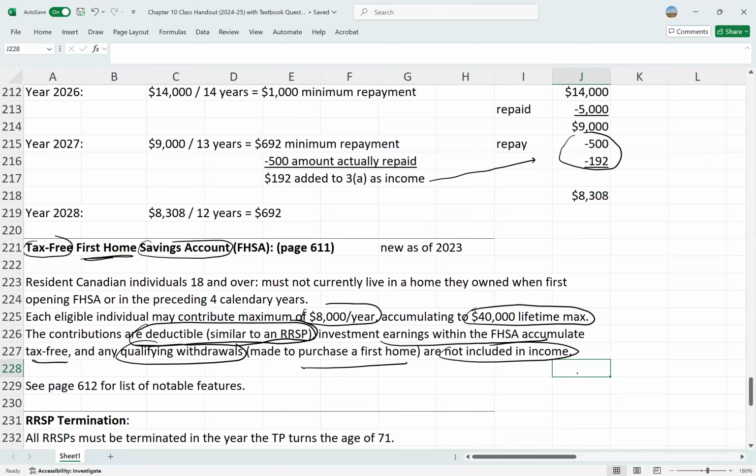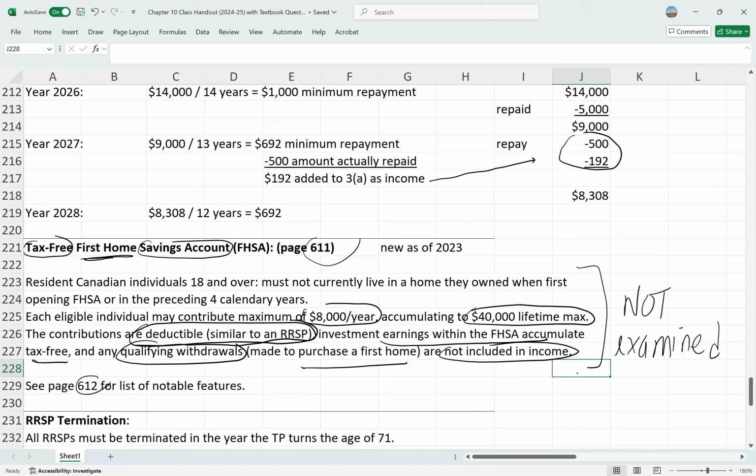Because it's relatively new, I will not examine this. So this will not be examined on the final exam. It is a relatively new savings vehicle. So you can read up on it on page 611, 612, if this is something that you think you might want to start opening up when you start working. But once again, relatively new, will not be examined, but definitely a good way of saving for your first home that will have quite good tax benefits.